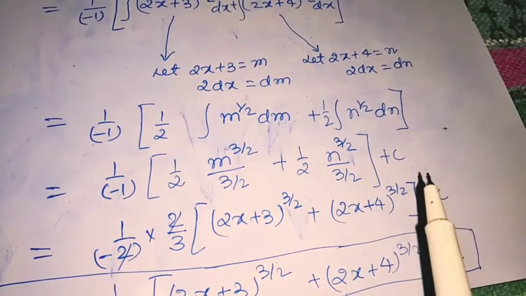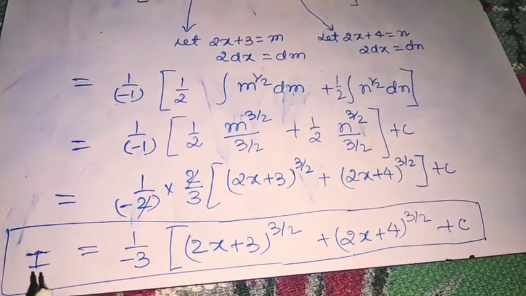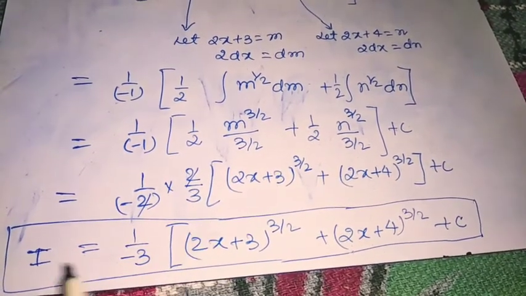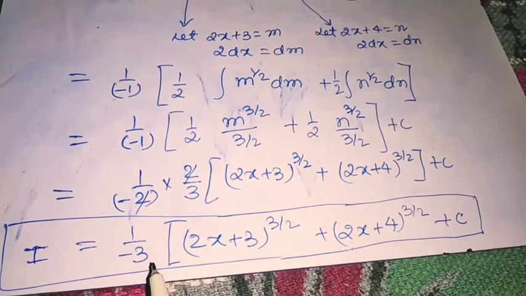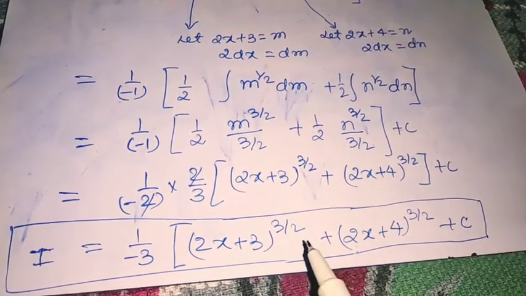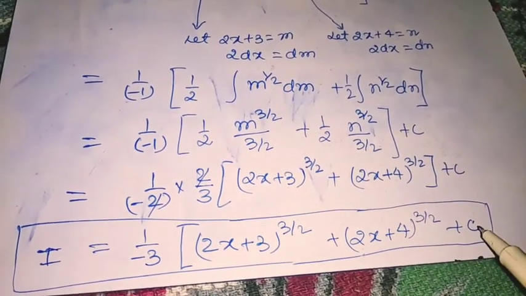Now in the final step, this 2 and 2 will be cancelled out, so it will be 1 upon minus 3. So I is equal to 1 upon minus 3 into (2x plus 3) whole raised to the power 3 upon 2 plus (2x plus 4) whole raised to the power 3 upon 2 plus c. This will be the answer.